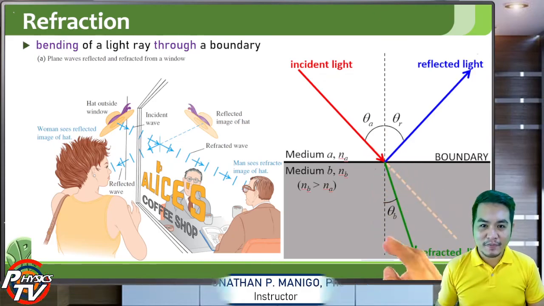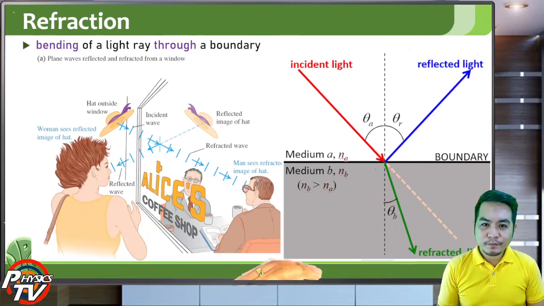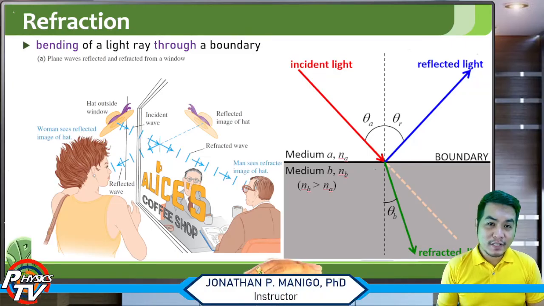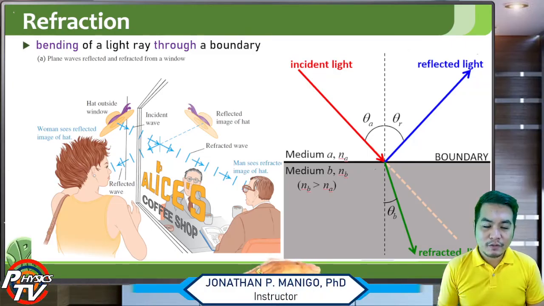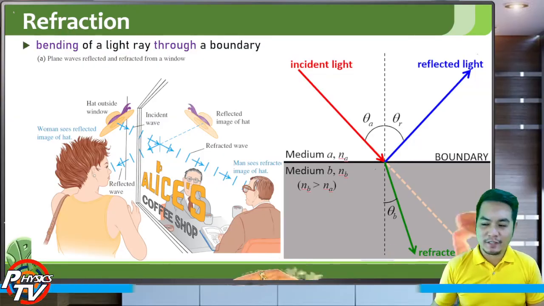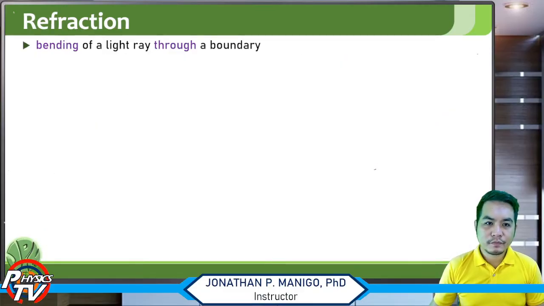There's no refraction. But in general, in objects or in a material or in the boundary between two media, there's always reflected and refracted light. Okay.